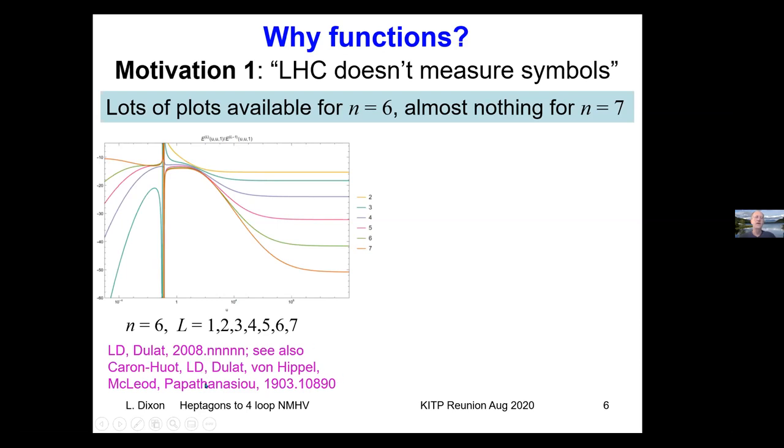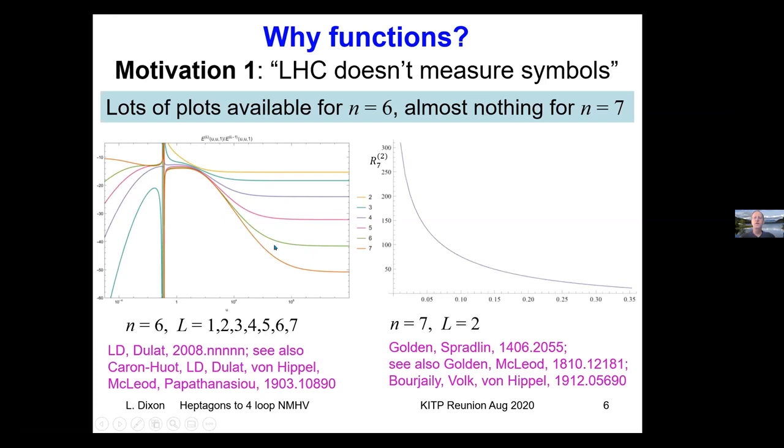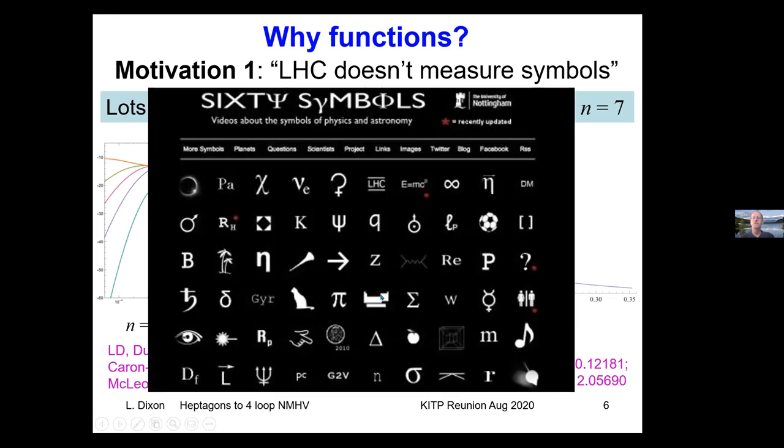But you can find MHV plots in this paper from over a year ago. And there's a lot of structure in these kinds of plots. And there's an indication of the finite radius of convergence in this region, which I'll come back to later. In the 7-point case, there were almost no plots available before our paper. In fact, the only plot I could find is one by John Golden and Mark Spradlin from 2014, where they plotted the 2-loop remainder function on a particular symmetric surface, which we'll come back to later.